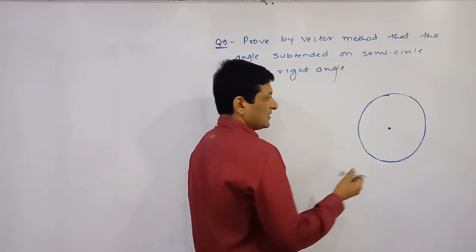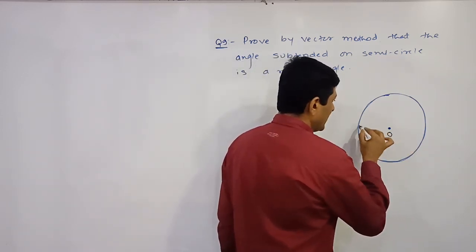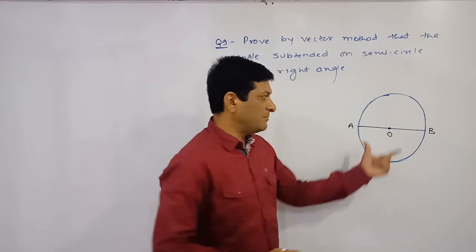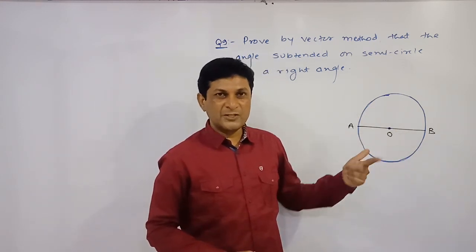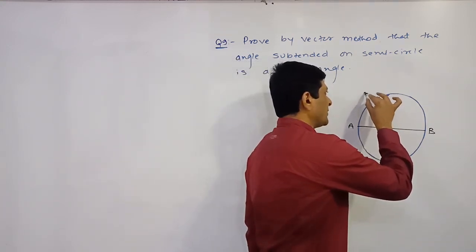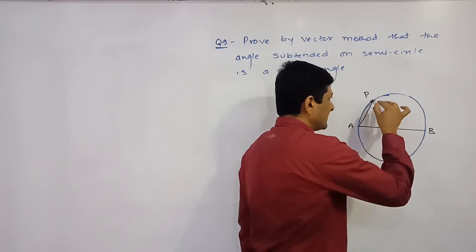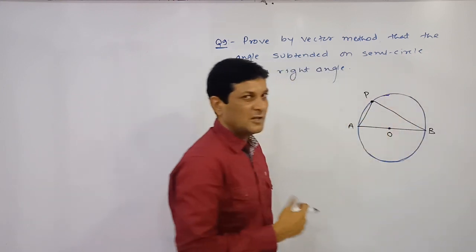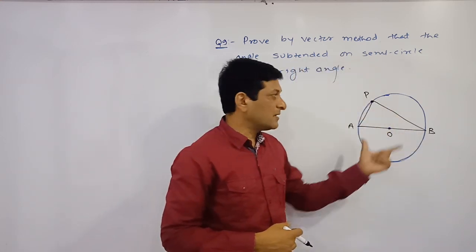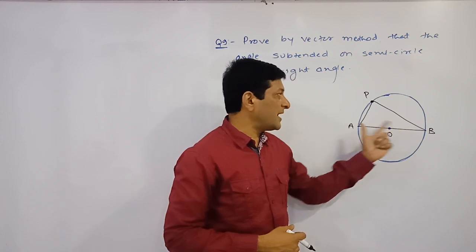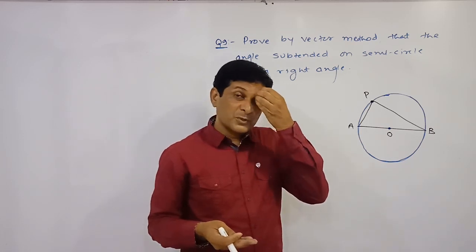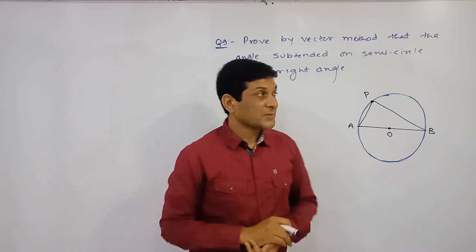So let us denote the center of the circle by O and the diameter of the circle by AB. We know that this diameter divides the circle into two equal parts, and each part is called what? A semicircle. Let us consider one point on this semicircle and denote it by P. Here we can say that this angle APB is inscribed in the semicircle, or subtended on the semicircle, or that the diameter AB subtends an angle APB at any point on the circle. And we have to prove that this angle is what? Right angle.